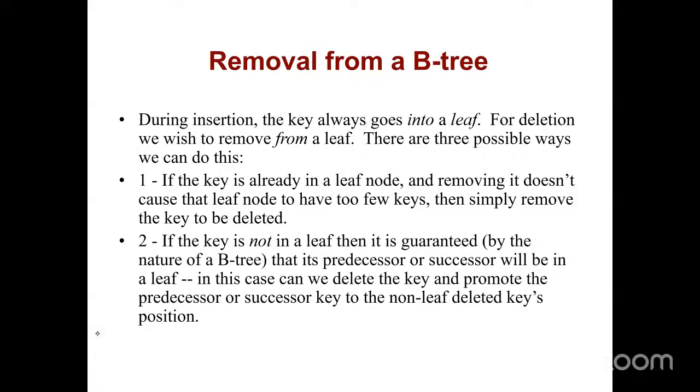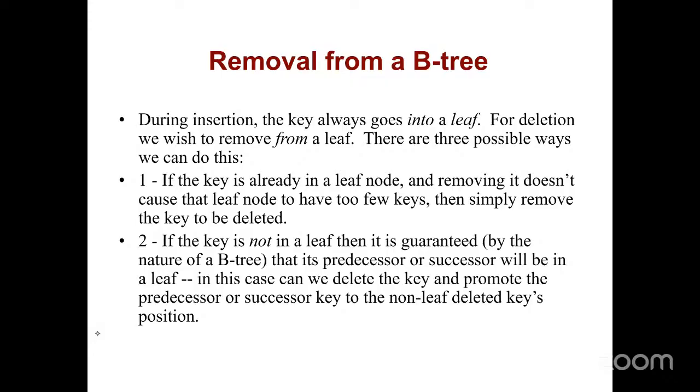If the key is already in a leaf node and removing it does not cause that leaf node to have too few keys, then simply remove the key to be deleted. That is case 1. It is very easy to delete the leaf node. No next level available, no left subtree, no right subtree, directly delete that. That is the first case. Same like BST, same like AVL tree, but we need to calculate balance factor in AVL tree, but we are not calculating in BST. That's it.